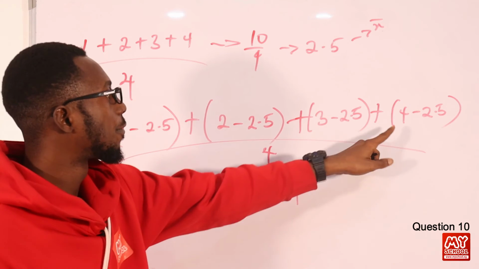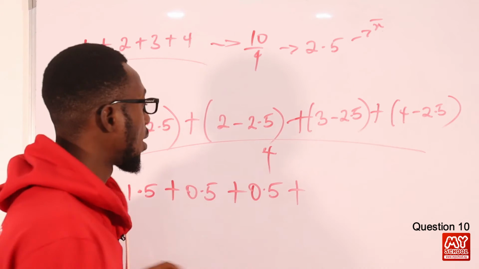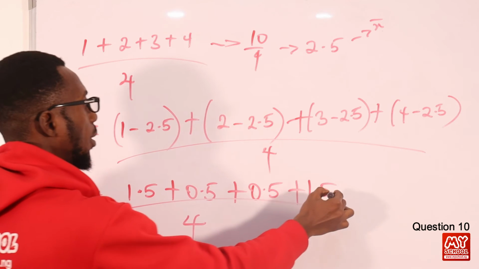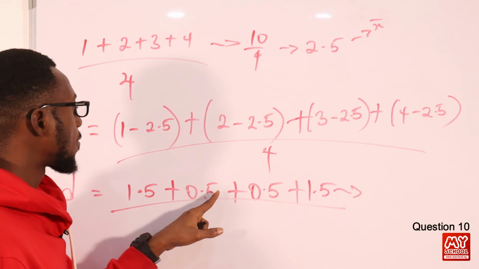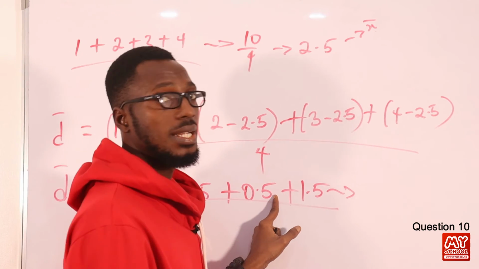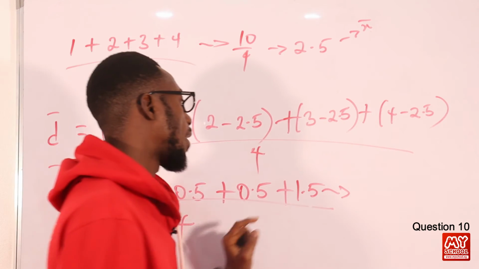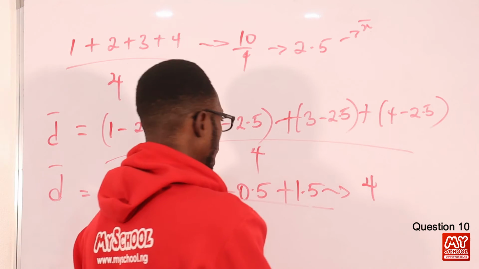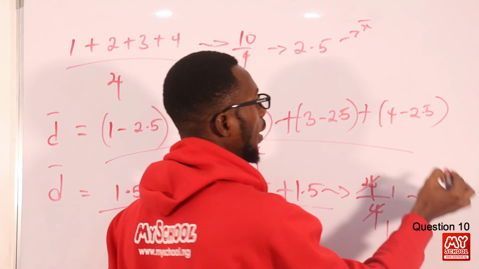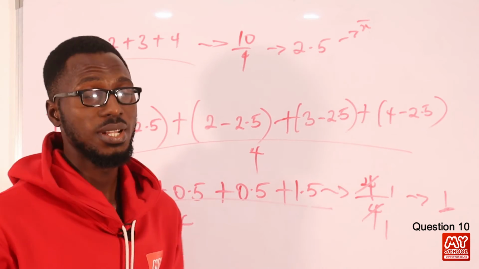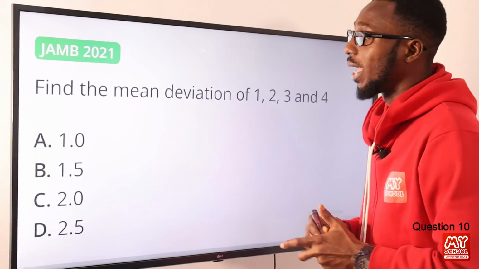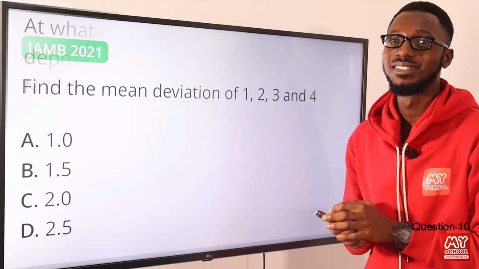Added to 4 minus 2.5, that's actually 1.5 over 4 still. Okay, so I have 1.5 plus 0.5, that is 2. 2 plus 0.5, that is 2.5. 2.5 plus 1.5, that is 4 over 4, that is 1. So the mean deviation is actually 1, or 1.0 if you want to put it that way. So let's see if we have 1.0. Option A is the right option.